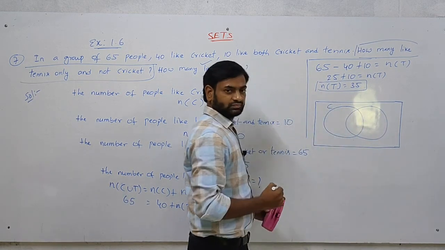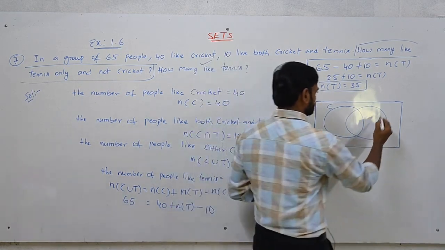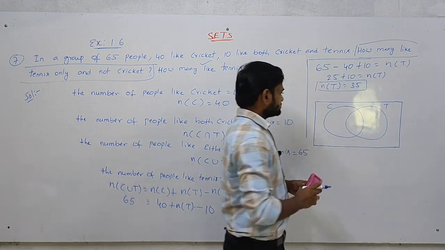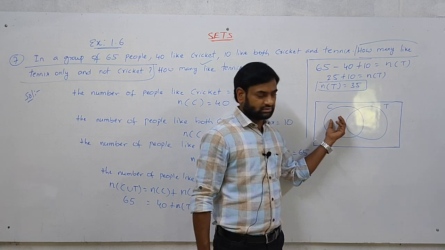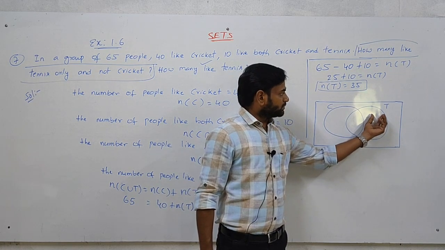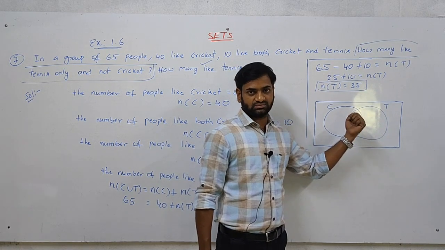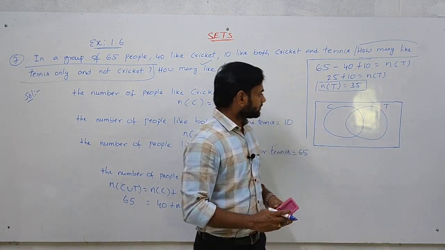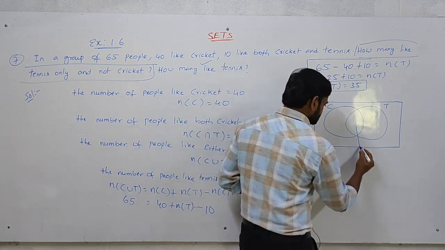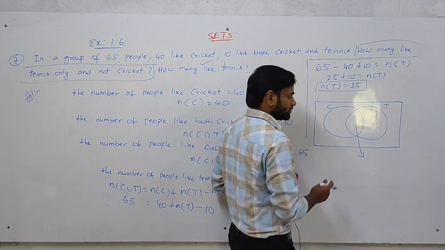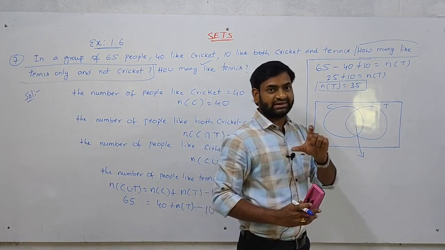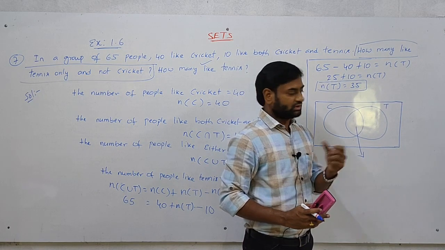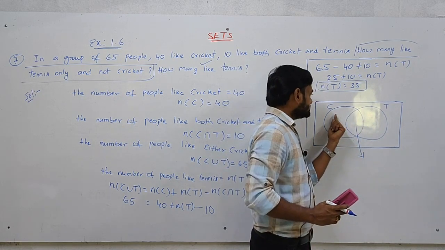This is C. Two sets are there. This is T. C means the number of people who like cricket. This one is the number of people who like tennis. Now see here. What about this part? It is the combined part for C and T. It is the common part for C as well as T.